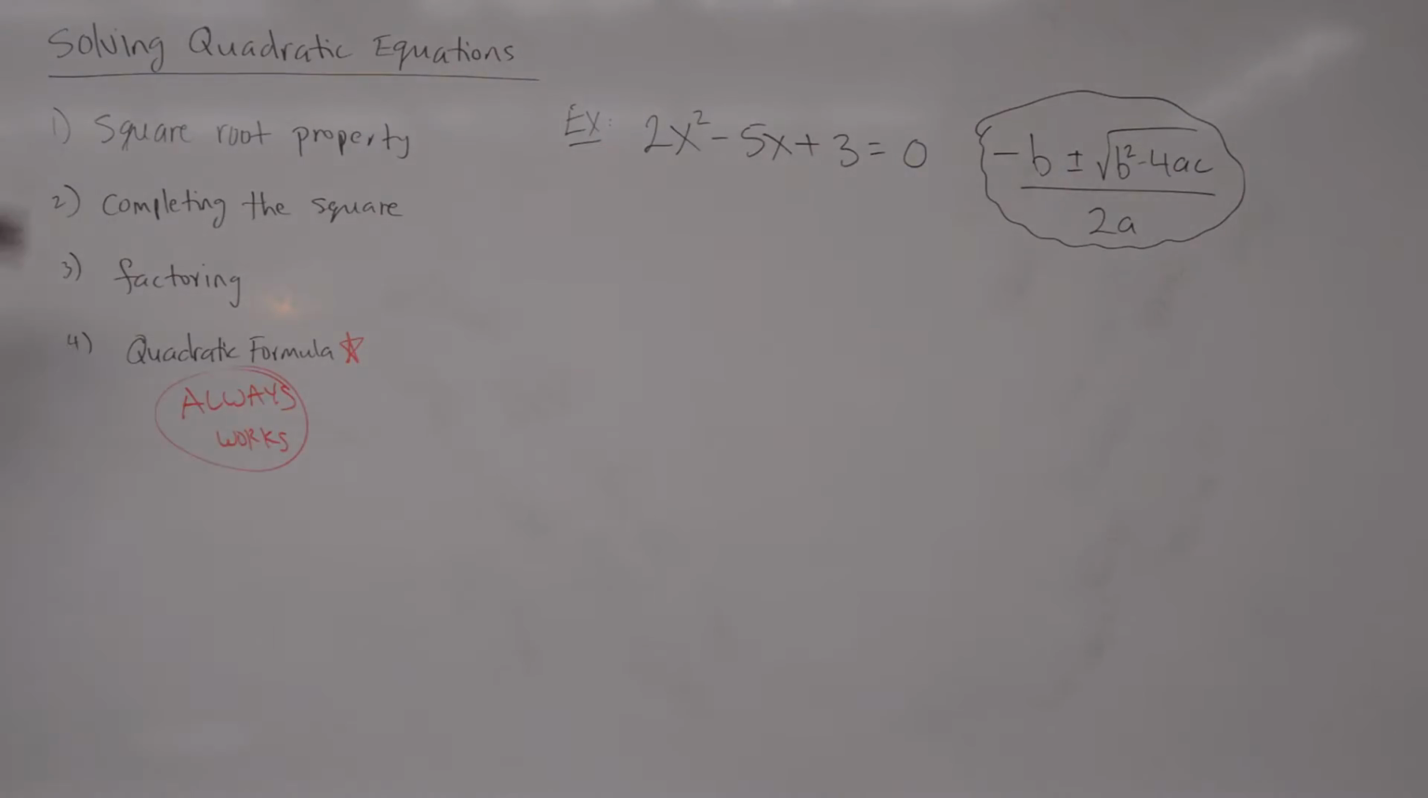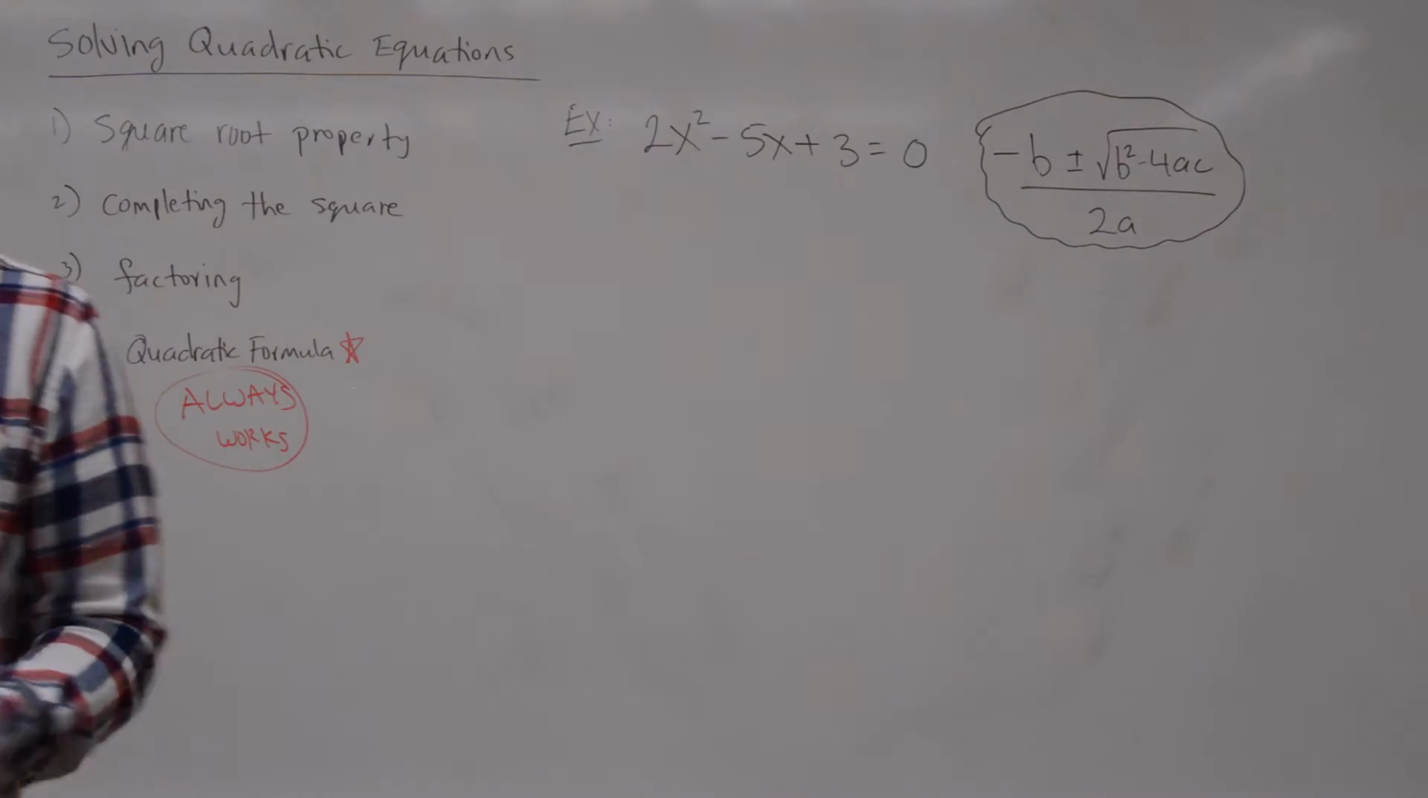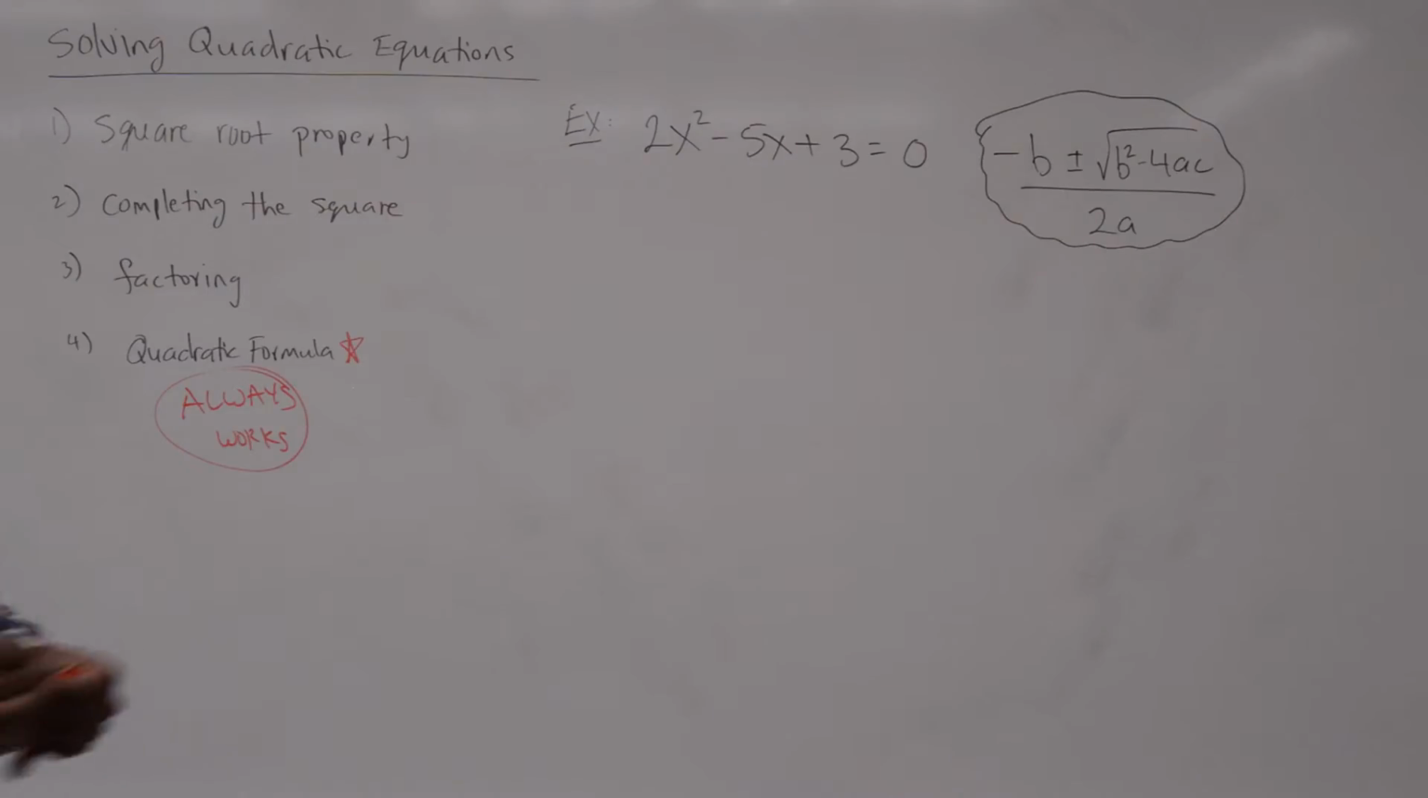Alright, the first three methods, they sometimes work, they sometimes are inconvenient, like completing the square. Sometimes things are not factorable, but the quadratic formula always works for any quadratic equation. So you can use this for any quadratic equation, and it's always going to give you a solution, or two solutions. Okay, so here's your first example.